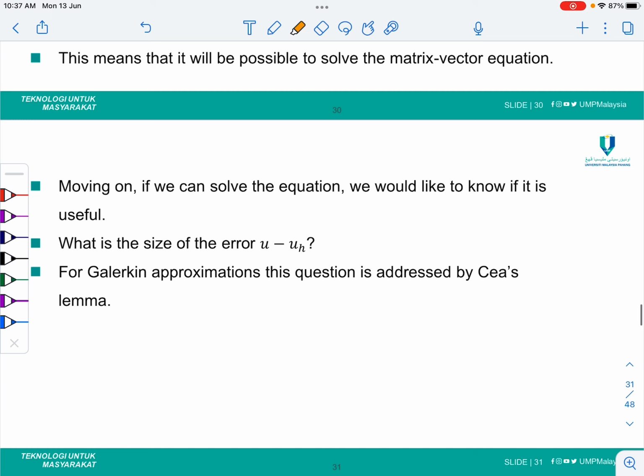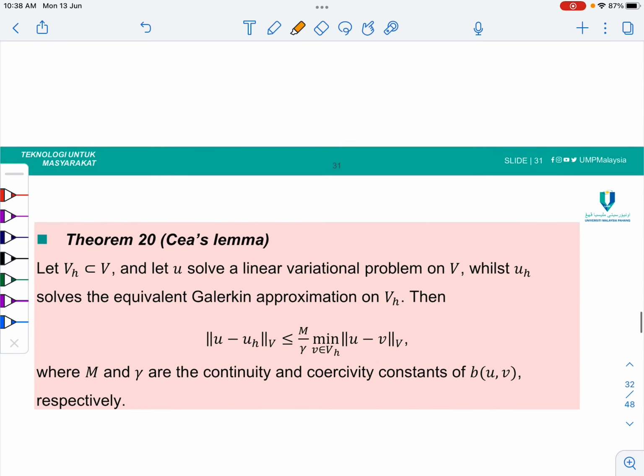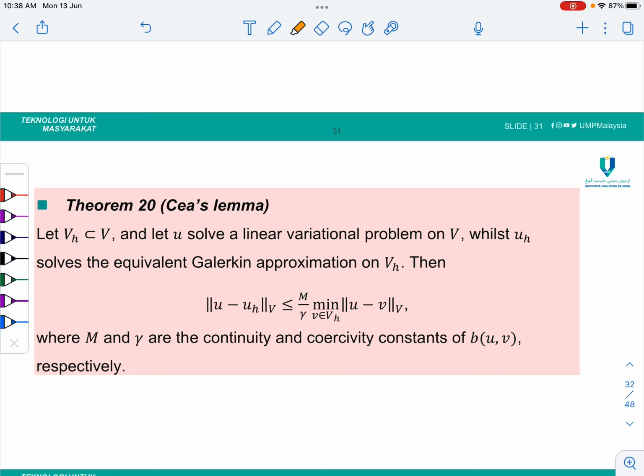Moving on, if we can solve the equation, we would like to know if it is useful and what the size of the error u minus u_h is, which is the difference between the exact solution and the finite element solution. For Galerkin approximation, this question is addressed by Céa's lemma. Okay, this is Céa's lemma.